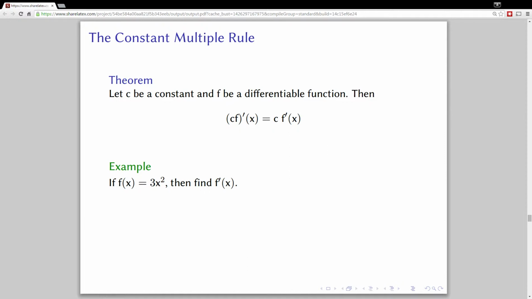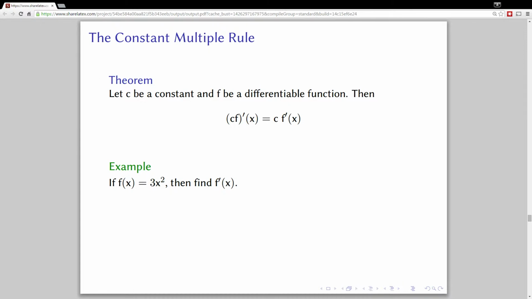So the first rule that we want to talk about is the constant multiple rule for taking derivatives. If I've got a constant and a function f that has a derivative, then the derivative of the constant times that function, all I have to do is rewrite the constant. I don't do anything to it. And then I multiply by the derivative of the function.